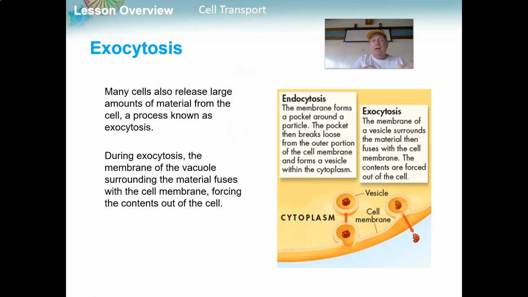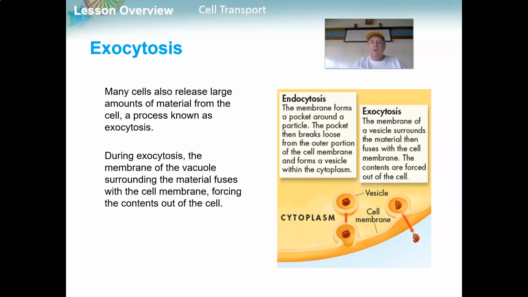Exocytosis, well, we know cyto means cells, exo, like exit, to get out. Many cells also release large amounts of material from the cell, known as exocytosis. Again, the box is on the right-hand side, but what we're going to be looking at is on the left-hand side. So, the membrane of a vesicle surrounds the material, so we have the vesicle coming to the cell membrane, then it fuses with the cell membrane, and then the contents are forced out of the cell. During exocytosis, the membrane of the vacuole surrounds the material, fuses with the cell membrane, forcing the contents out of the cell.